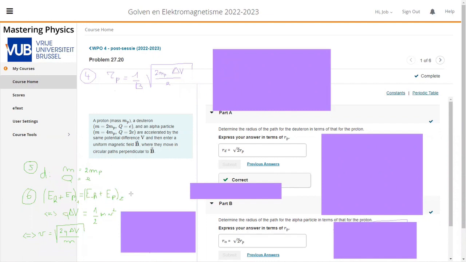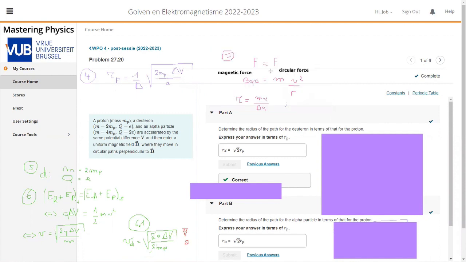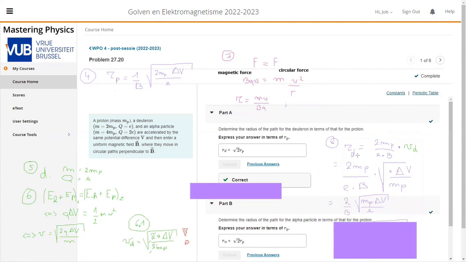I take the conservation of energy formula, where I did this, and then I did this. This gives just the velocity of the deuteron. Then you have to do this one too: the magnetic force is equal to the circular force. Then you have this step. You finally have to find the radius for the deuteron. This one.